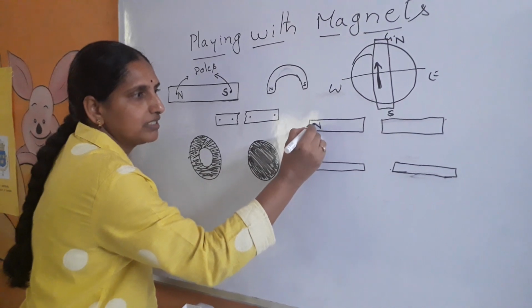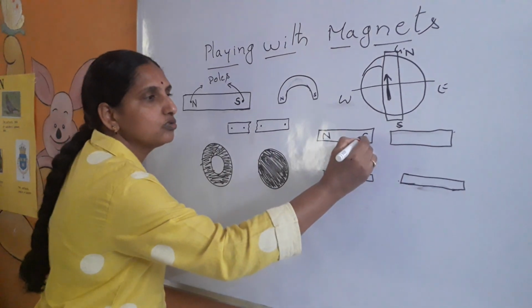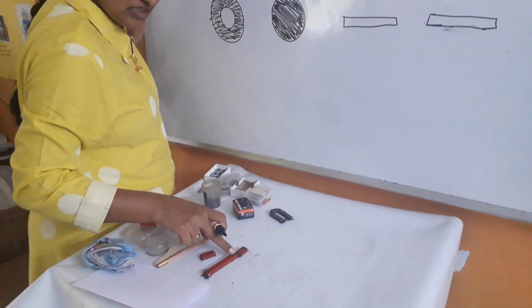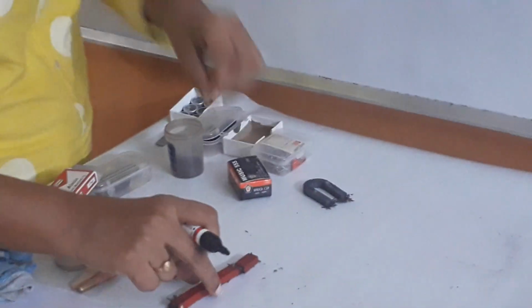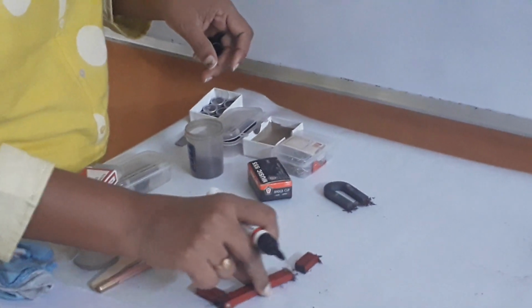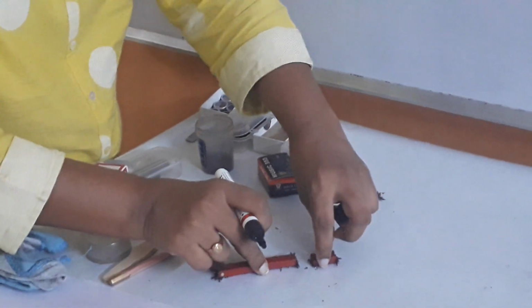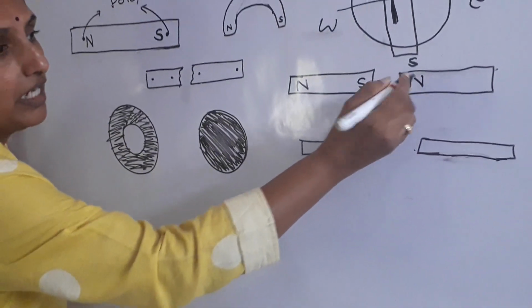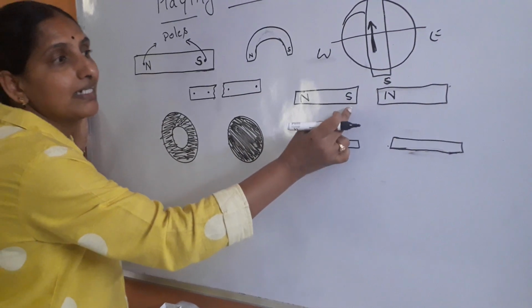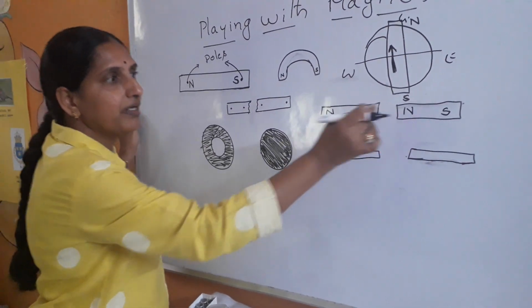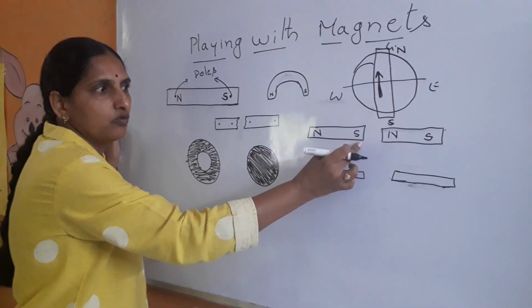Let us suppose that this is one magnet with north and south poles. Now you can see that this is my north and this is the south. North and south are getting attracted, and when I reverse it, you can see that it moves away from it. Instead of sticking to it, it is moving away. So the north pole of one magnet is attracted to the south pole of another magnet.